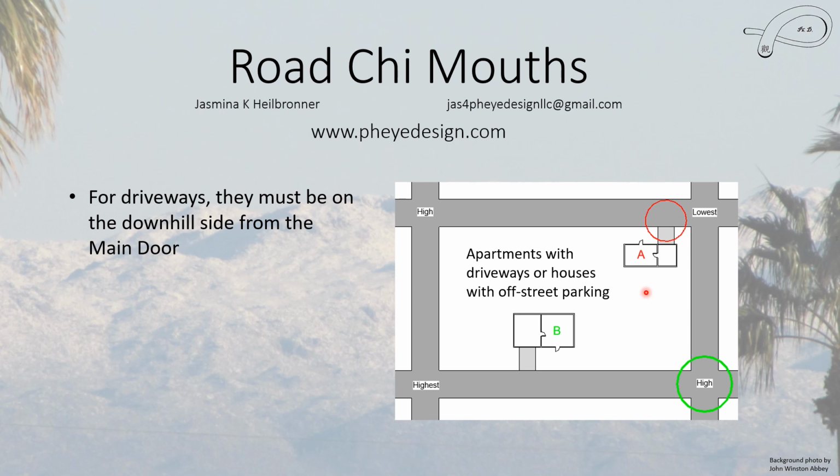So here's an example with driveways. For building A, because this is the lower side, this can be a chi mouth for building A. Now, this doesn't have to be a garage. It can be a carport, or just a space to park the car without anything overhead. For building B, this is not a chi mouth because it is higher than the main door. So this has to be the chi mouth. That's pretty simple.